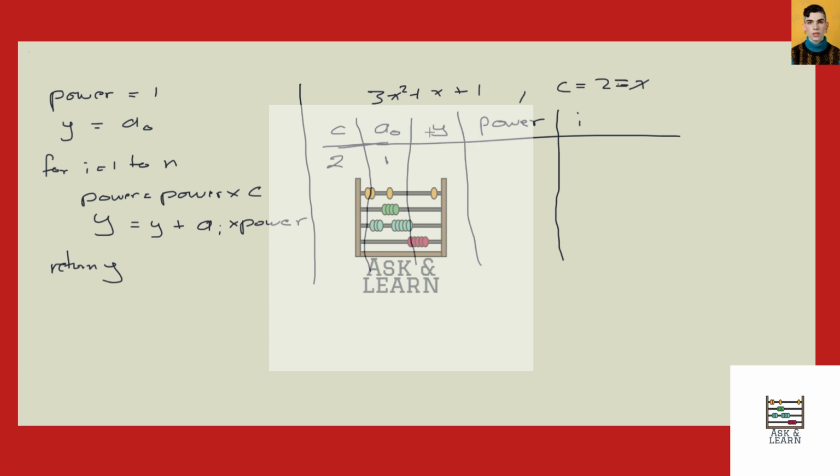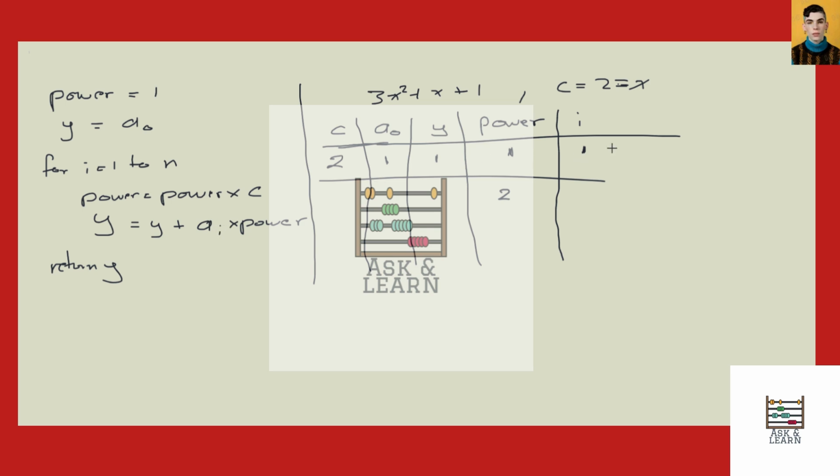So we have y is set to be a sub naught, so that's 1. Power is set to be 1, so that's also going to be 1. So then in our first loop of this, we have power is 1, y is 1, and I is going to be 1. So now we will start this step now. So power is going to be power times by c. So power times by c, so that will just be 1 times 2, so that will be 2. Y is equal to y plus a sub I times by power.